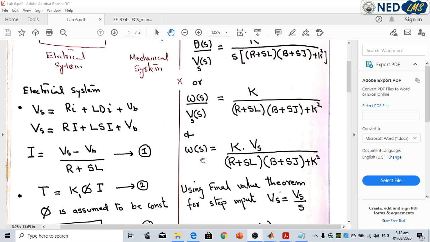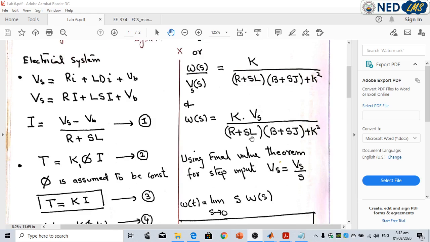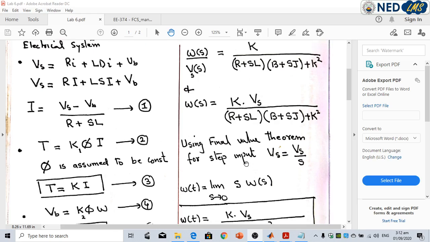This one is the output as a function of input. Here we can see that these are the two time constants. One is the electrical time constant and the other one is the mechanical time constant. Here we assume that the input is a step, therefore its Laplace transformation is Vs by S.